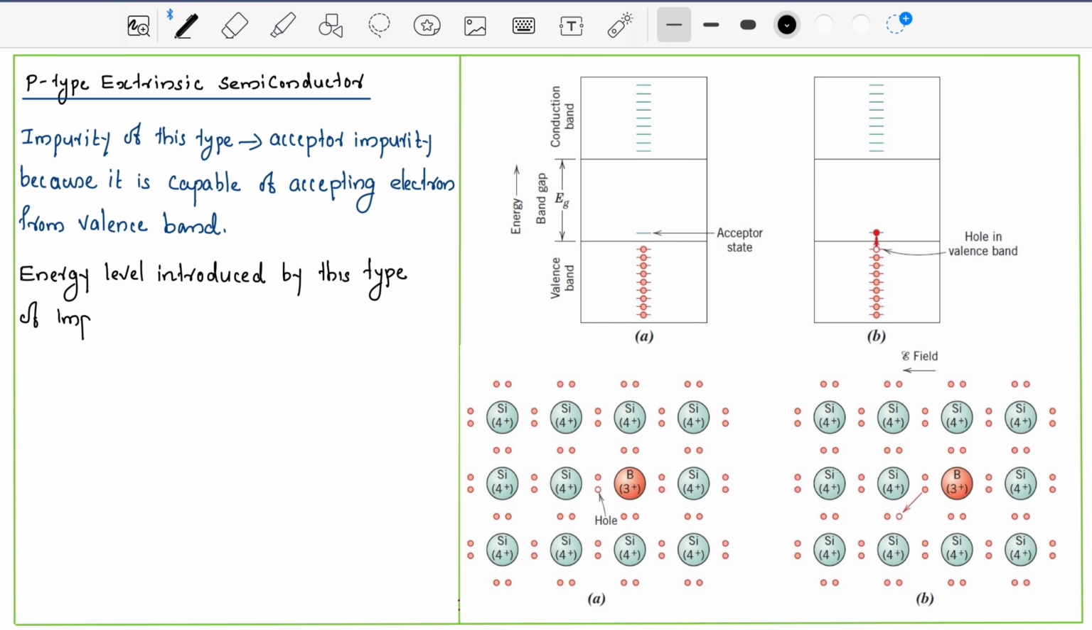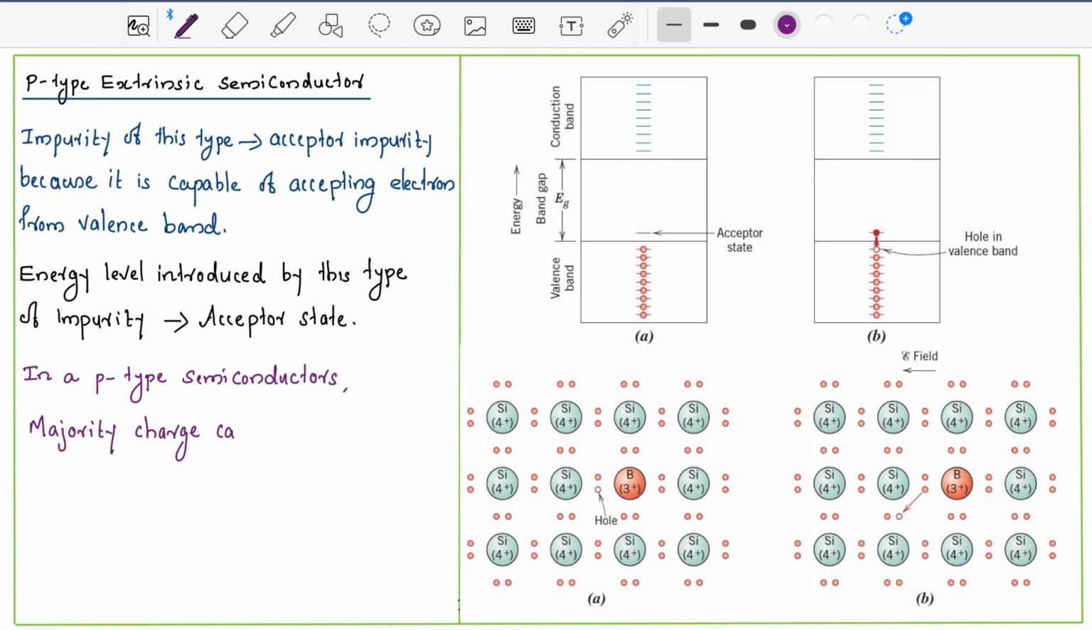Now, the energy level introduced by this type of impurity is called the acceptor state, which is represented in the figure. This acceptor state is closer to the valence band. When the electric field is applied, this moving hole will participate in the conduction process. Now, in a p-type semiconductor, the majority charge carriers are holes and minority charge carriers are electrons.